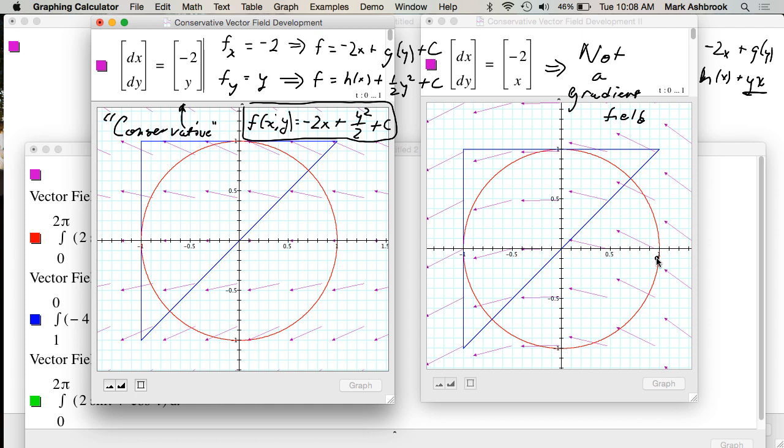Is that... No. So there's all kinds of gradient fields that look different ways. There's really no hard and fast rule about symmetry.